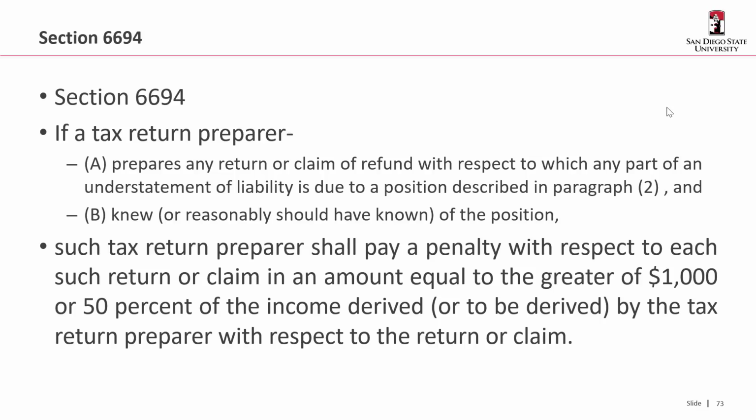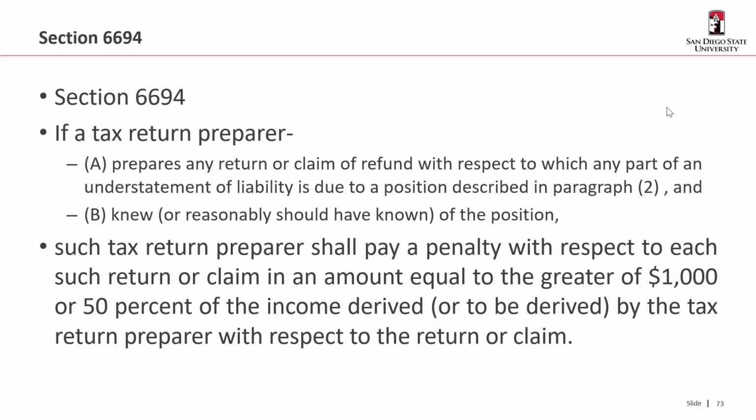It says if a tax return preparer prepares any return or claim of refund with respect to which any part of understatement of liability is due to a position described in paragraph 2, and they knew or reasonably should have known of the position, then they are going to pay a penalty with respect to each return or claim in an amount equal to the greater of $1,000 or 50% of the income derived or to be derived by the tax return preparer with respect to the return or claim. So tax return preparers can be penalized.